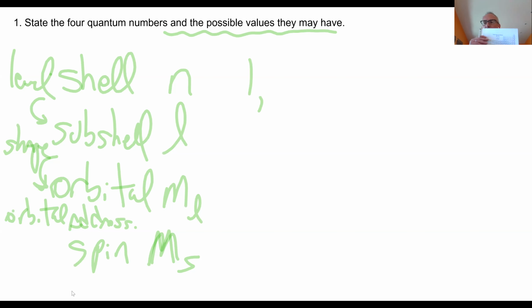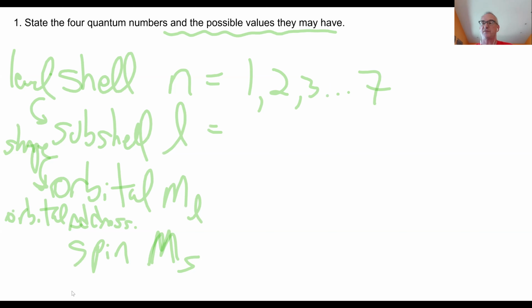Each row on the periodic table is a different value for n as we go across. So each row is a shell. And so we have 1, 2, 3, 4, 5, 6, 7. So 7 is the biggest one we have on the periodic table so far. So 1, 2, 3, out to 7. So that is the first quantum number, the shell, the principal quantum number, 1 to 7.